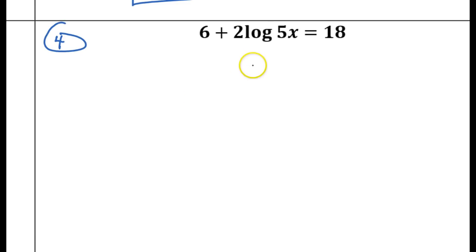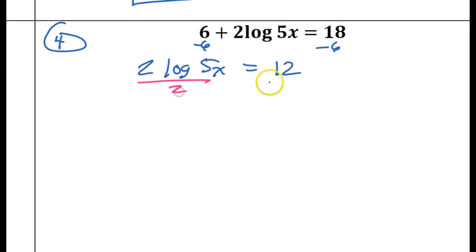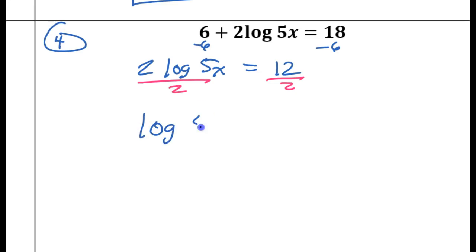So on problem number 4, we have a little Algebra 1 to do first. What do you think will be the first 2 steps I'm about to do, Algebra 1 style? Subtract 6, and then divide by 2. If I subtract 6 from both sides, that will give me 2 log of 5x is equal to 12. If I divide by 2 on both sides, and I think I'll just go ahead and show it, that gives me log of 5x is equal to 6. So that's the end of the Algebra 1 stuff.